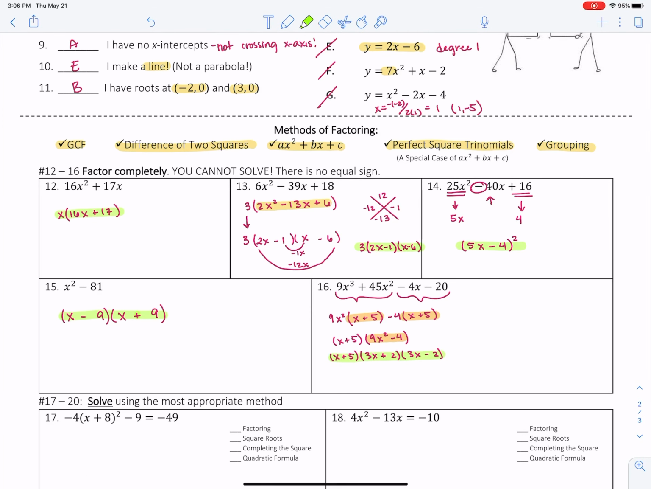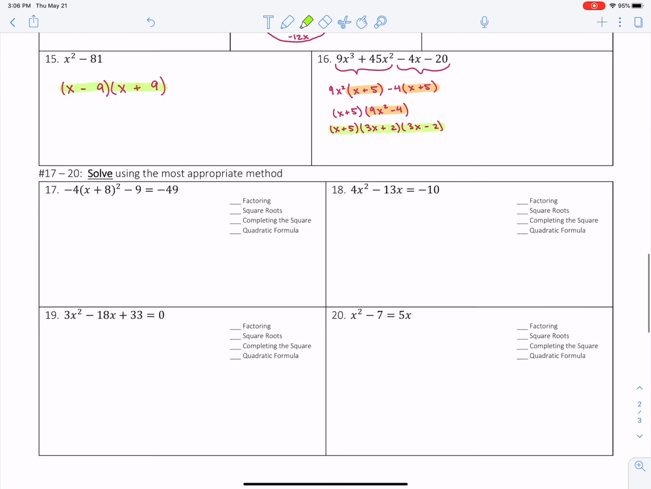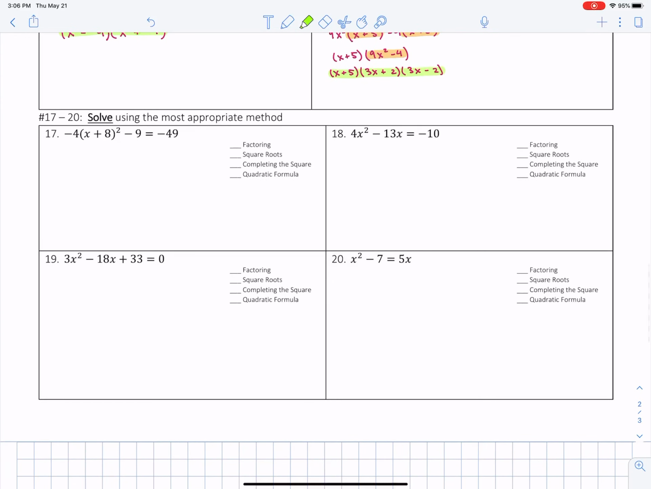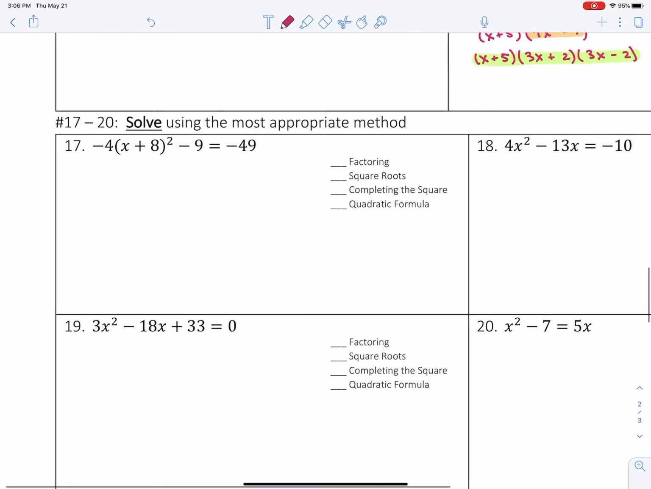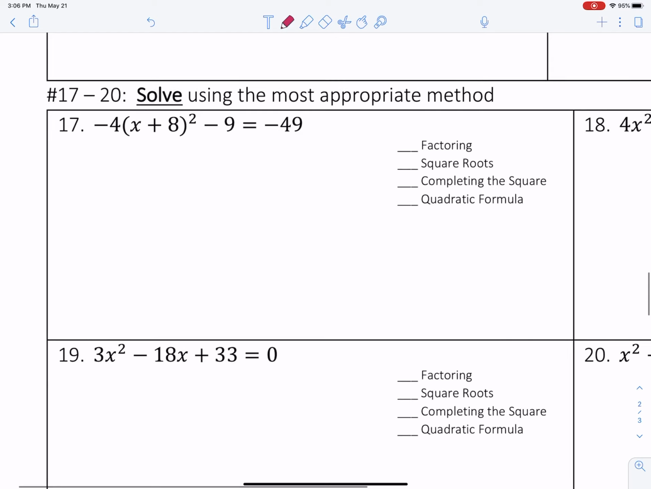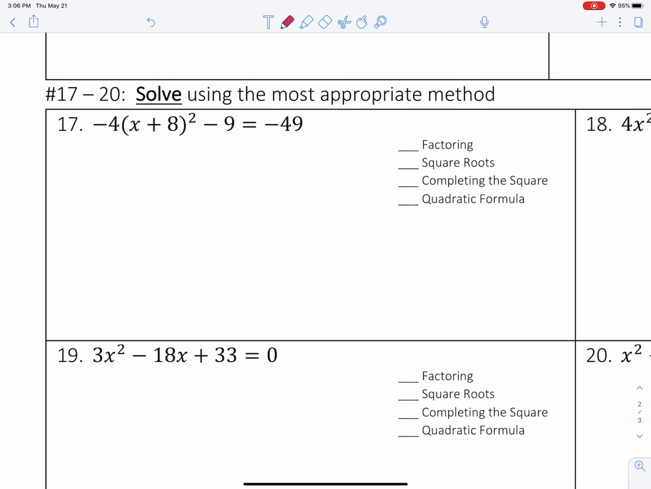Whew! You guys are doing a great job of following along with this worksheet. We have 4 more problems to do. We got to solve some quadratics. It is like algebra that we love. So we put these little check marks here to remind us that we have 4 ways of solving, and we're going to look at number 17.